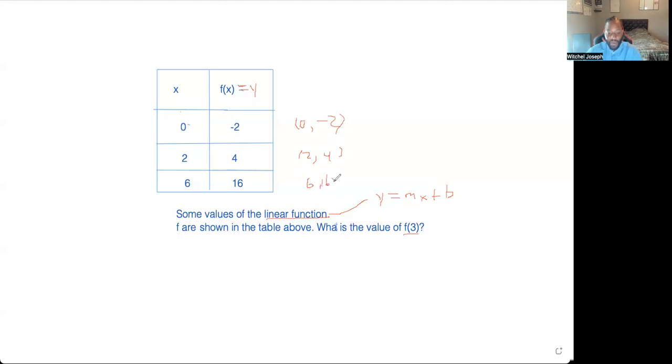So think of these as points. So now what we can do is we can plug them in to find out these missing pieces. We don't know what M is. We don't know what B is, even though we can plug in X and Y. So let's figure them out. Find the piece of the puzzle, and then the whole picture will be clear.